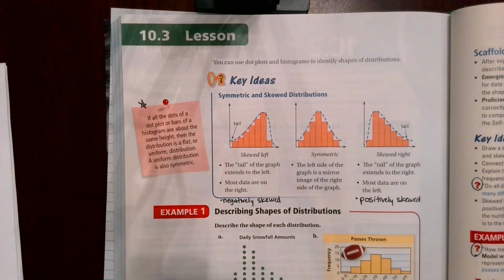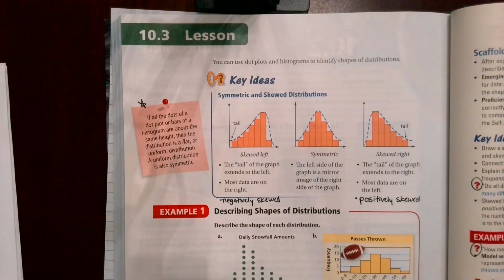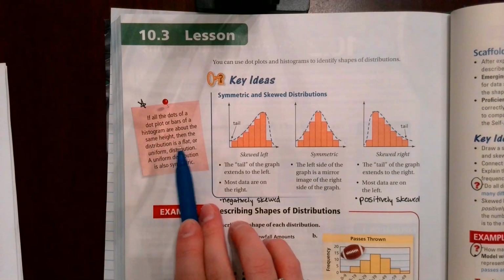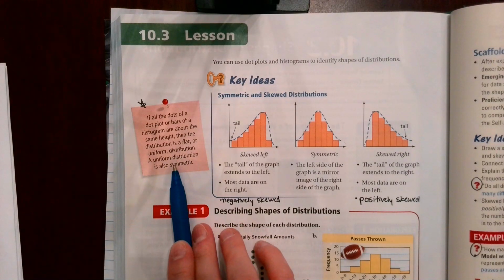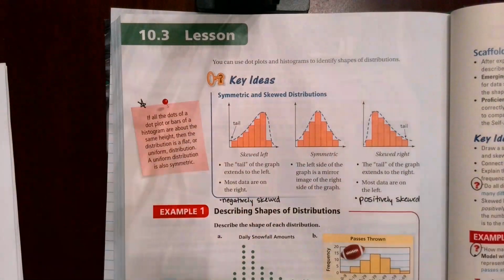Do all graphs fall into one of these three categories? No, we've done tons of graphs that are neither skewed left, symmetric, nor skewed right. There are many different types of distributions. These are just three that we're going to look at today. If all the dots of a dot plot or bars of a histogram are about the same height, then the distribution is a flat or uniform distribution. A uniform distribution is also symmetric. So if it's all the same, it's called flat or uniform.